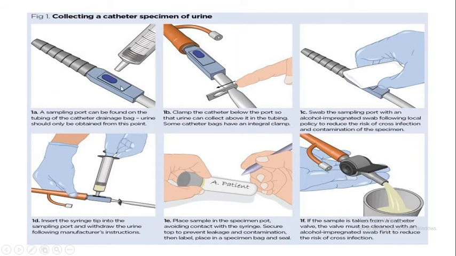So I'll quickly repeat once again. You have a sample port in the urinary catheter. Clamp the tubing from below the sample port. Clean the area of the sample port opening. Then aspirate using a syringe. Put the urine in a container, label it, and that's how the catheter sample is collected.